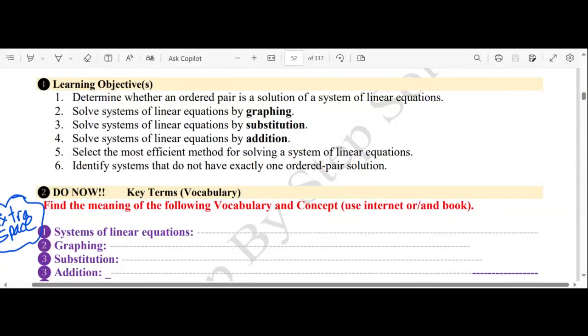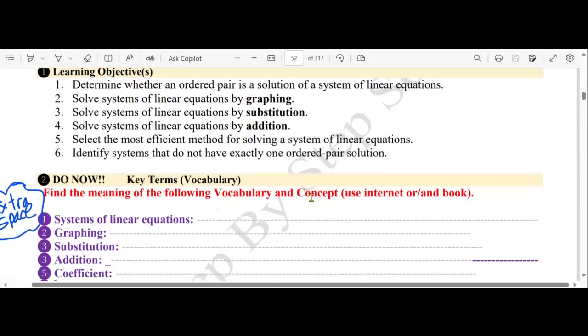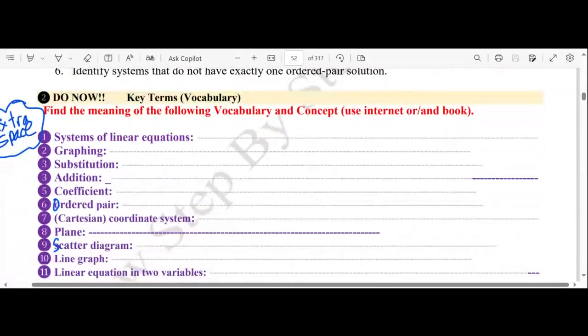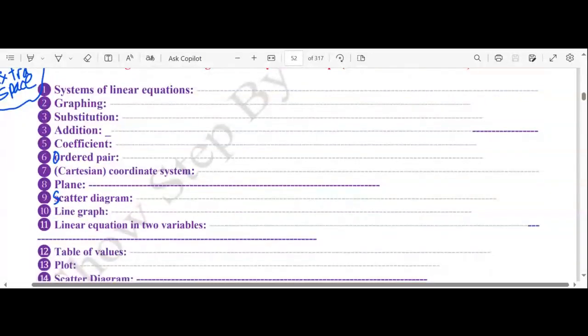As you know, we have to do vocabulary now. Some concepts and vocabulary you need to search on the internet and in the book to find the meaning of those words.